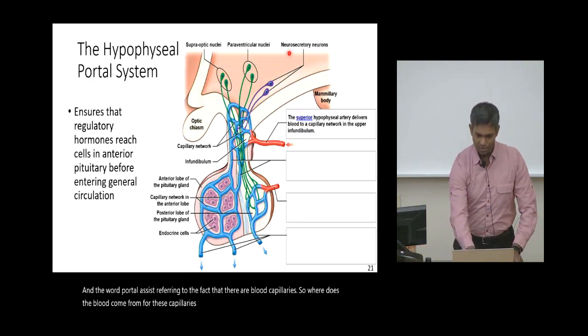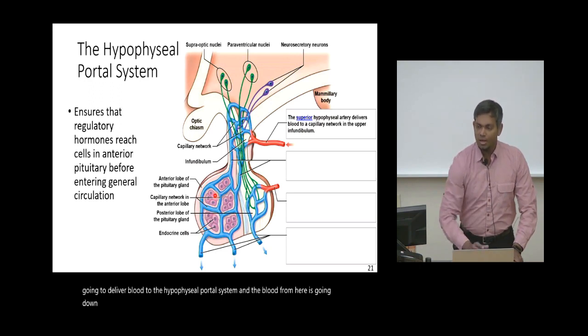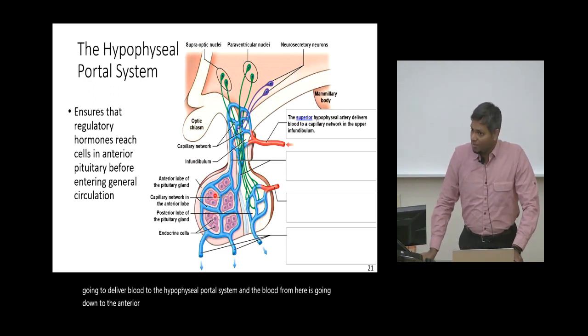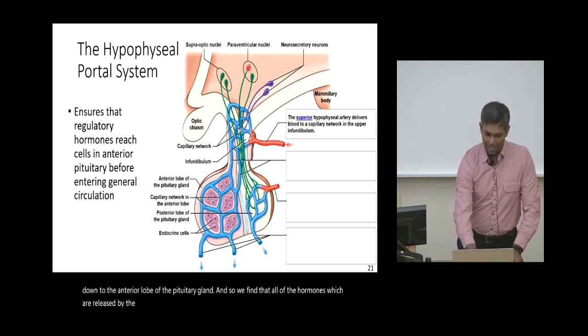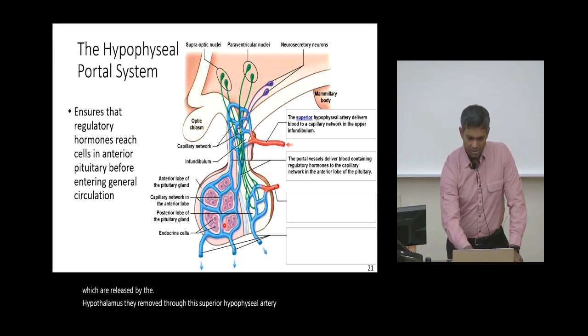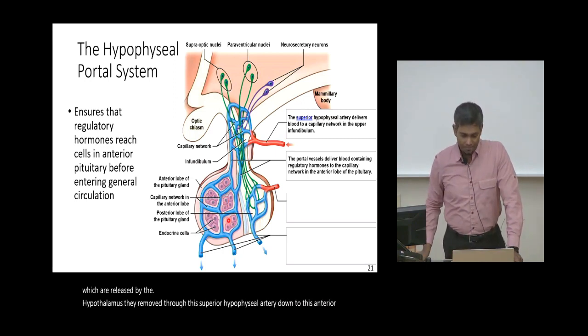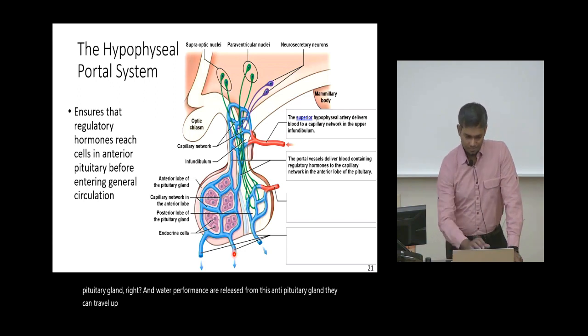So there is this superior hypophyseal artery which is going to deliver blood to this hypophyseal portal system, and the blood from here is going down to the anterior lobe of the pituitary gland. Right? And so we find that all of the hormones which are released by the hypothalamus move through this superior hypophyseal artery down to this anterior pituitary gland. And whatever hormones are released from this anterior pituitary gland can travel out through these veins.